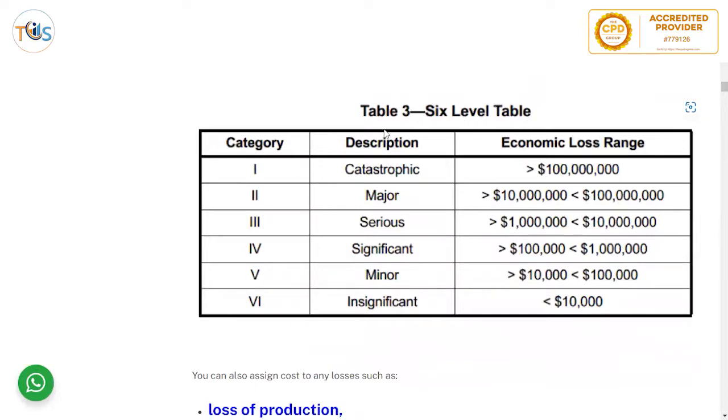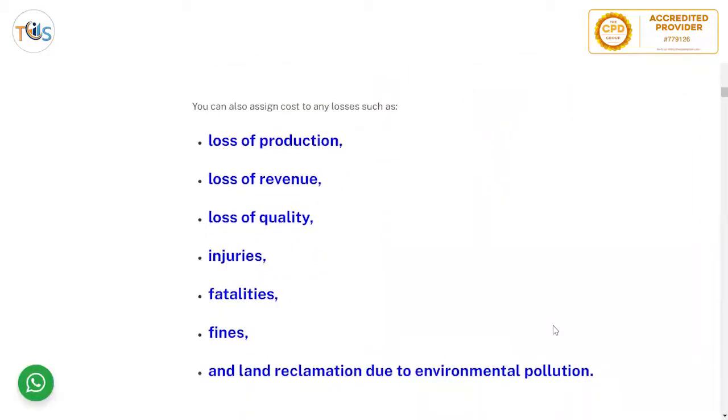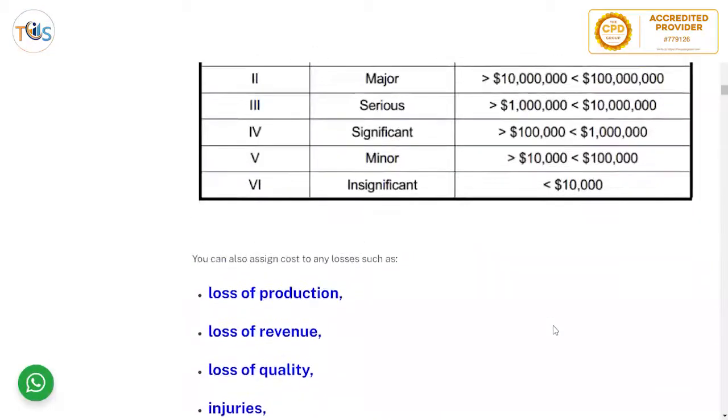So, say they have shown a sample table here. If it's category 1, it's a catastrophe, so it's over $100 million. If it's major, that means the cost is going to be between $10 million and $100 million. And if it's serious, then it's $1 million to $10 million. Significant is less than $1 million but more than $100,000. Minor and insignificant is less than $10,000. So that can be explained in monetary terms.